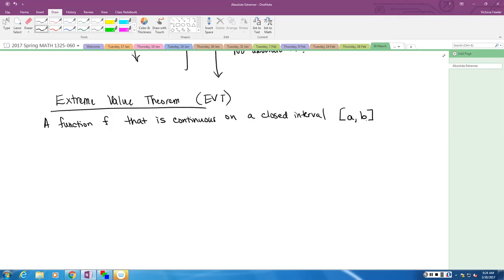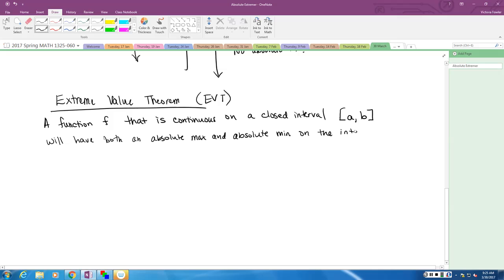A function f that is continuous on a closed interval from a to b will have both an absolute max and absolute min on the interval. Okay, and we're talking about an interval of the domain. So we're taking like a snapshot of a function, but notice it says that it's a closed interval, and what does f have to be? It's a word that we used in the very beginning of the semester. Continuous, right? Do you remember what that means?